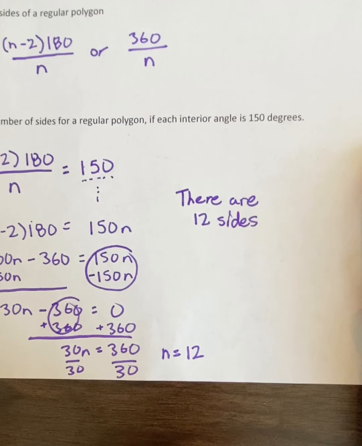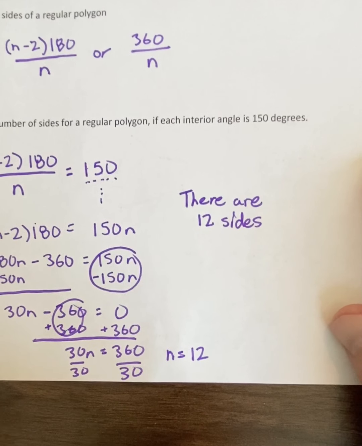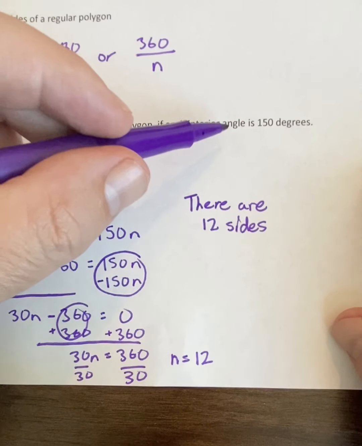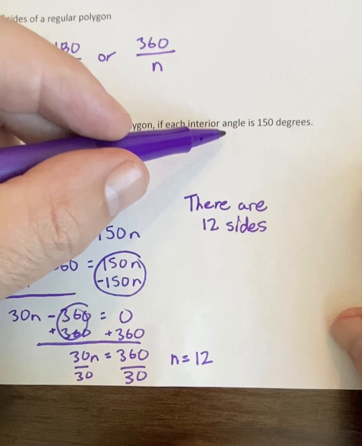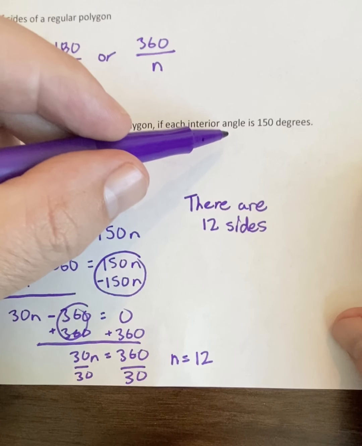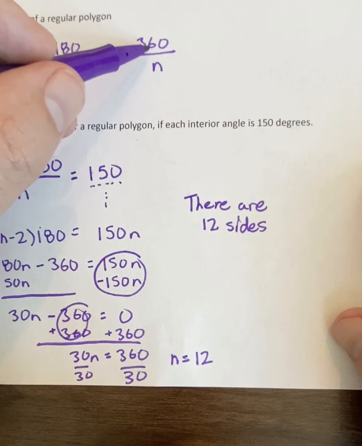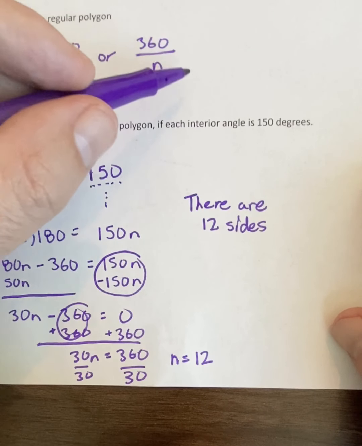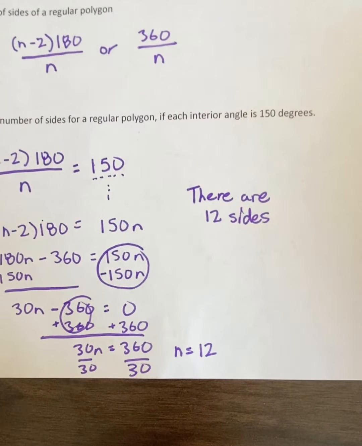And that's how you would solve for the number of sides. Now, if they gave me each exterior angle is 30 degrees, then I would use this formula and set 360 over n equal to 30, cross multiply, and solve for n.